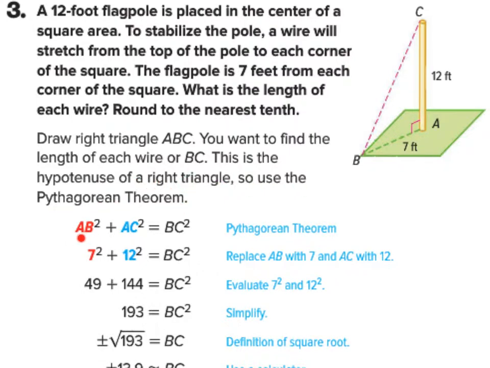So we have length AB squared plus length AC squared equals BC squared. So it's the same thing. It's A squared plus B squared equals C squared. We replace our variables with 7, as you see here, 7. We replace our variables with 12, as you see our height, 12. 7 times 7 is 49. 12 times 12 is 144. We add the 2 up, and we get 193.